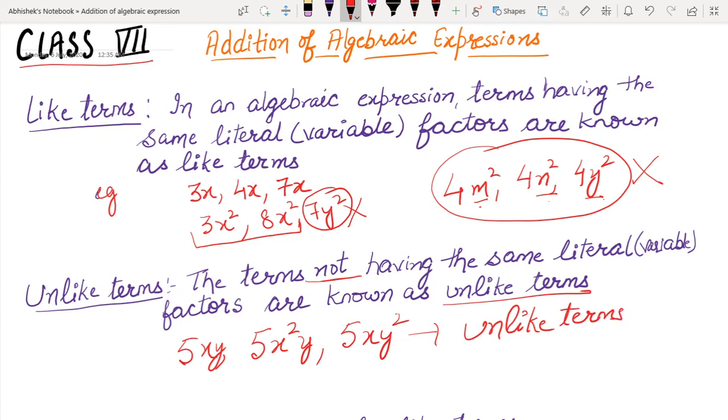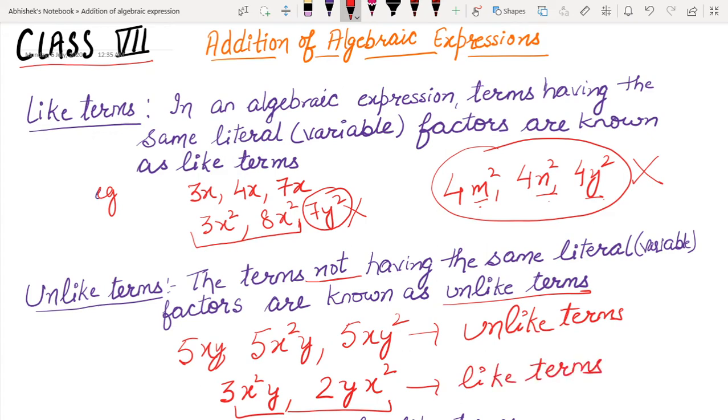Let's take one more example. 3x square y, 2yx square. So check, are these like terms or unlike terms? Yes, these are like terms because their variable factors are the same. So we just have to see that if the variable factors are the same, they are like terms. If there are different variable factors, they are unlike terms.